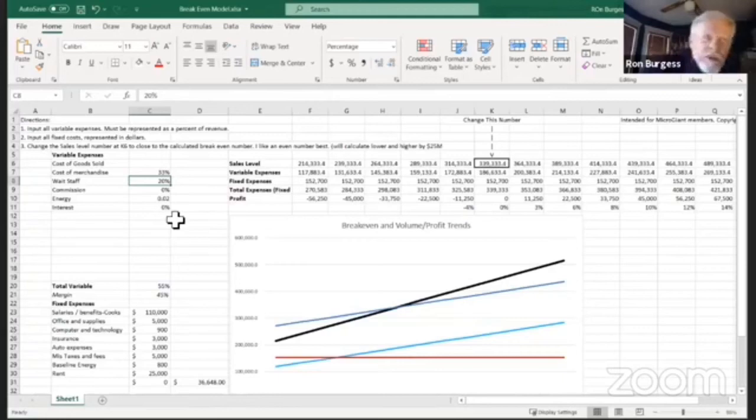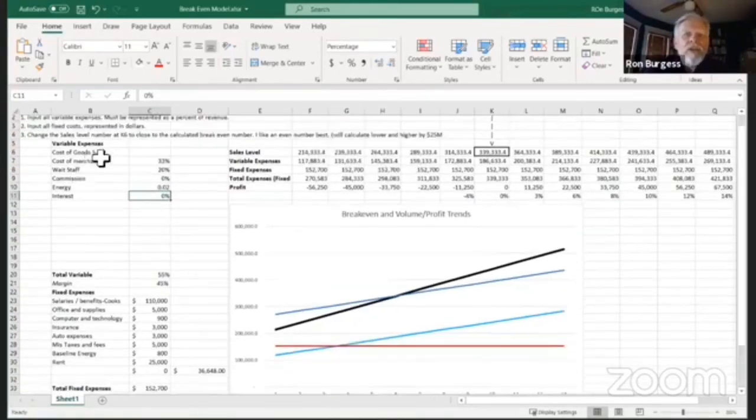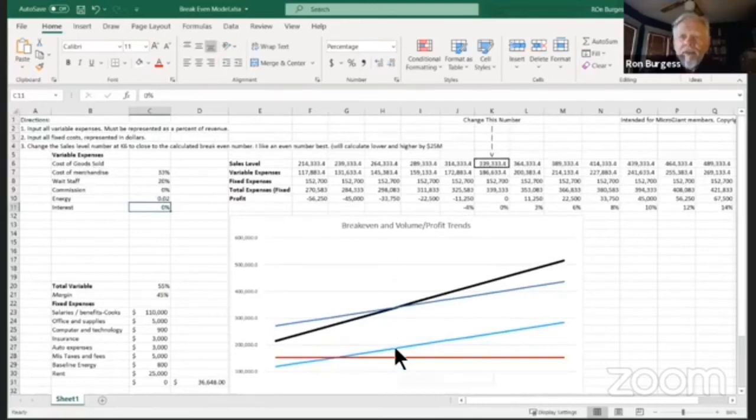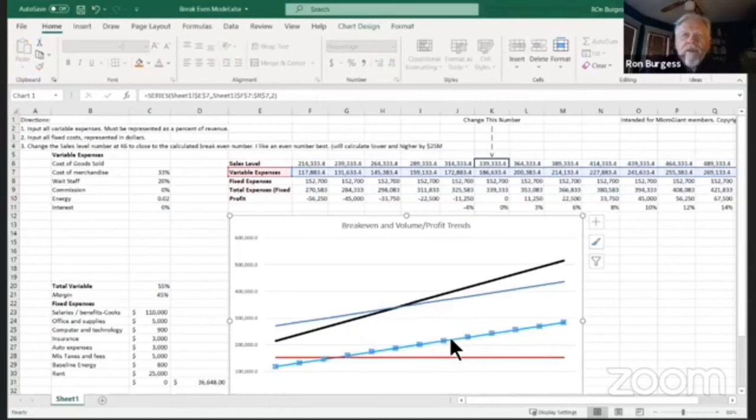Now this is the part that is variable because as your business goes up, you have to hire more people, and as it goes down, you're gonna have to lay a few people off. You don't have any commission to speak of. You might have an energy cost for the reasons we were talking about as a percentage if you're cooking more. No interest in this case. And so that represents the variable line over here, okay, right there.